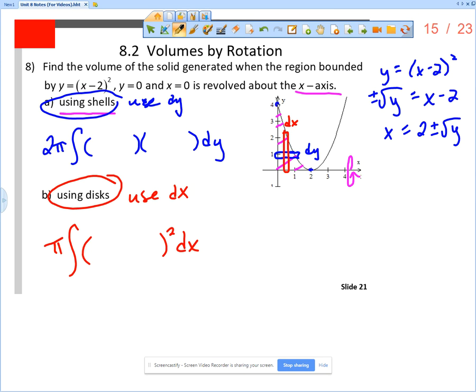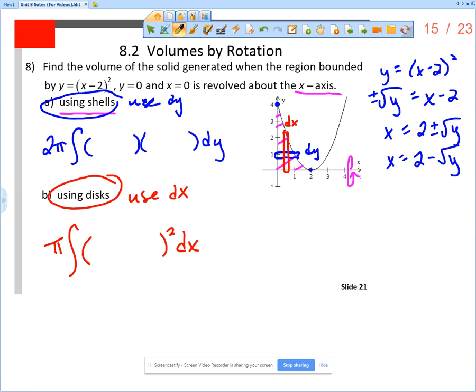So let's say I wanted to get the y-intercept. That is found by plugging 0 in for x. So if I did that, I would get 0 equals 2 plus or minus the square root of y. Well, how are you going to get 0? Only if it's 2 minus the square root of 4. So we want x equals 2 minus root y.